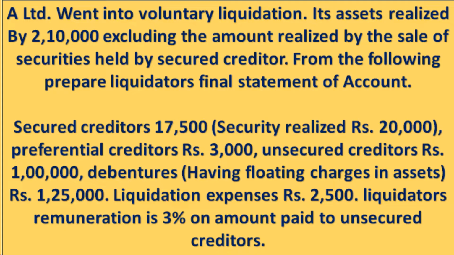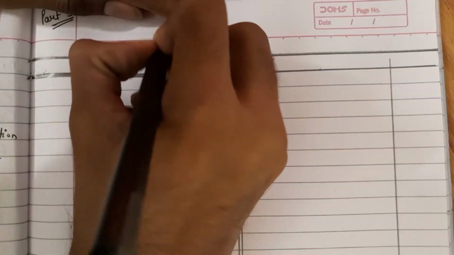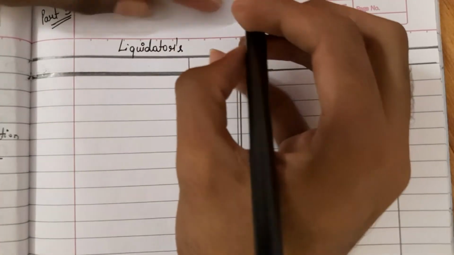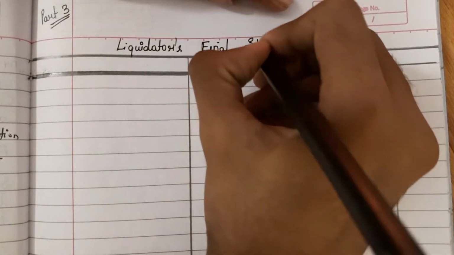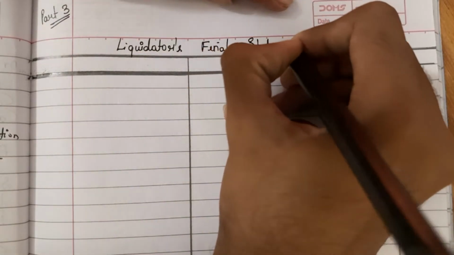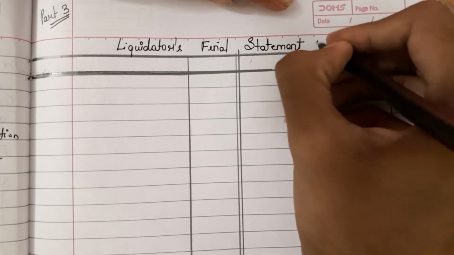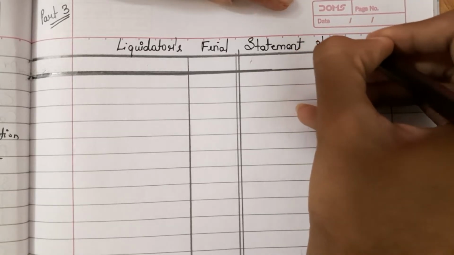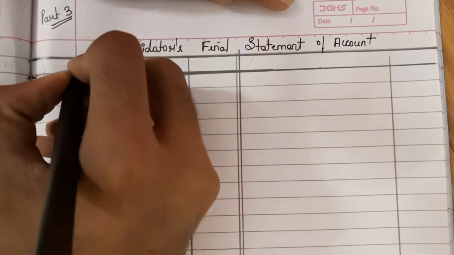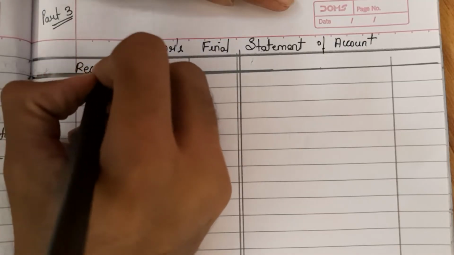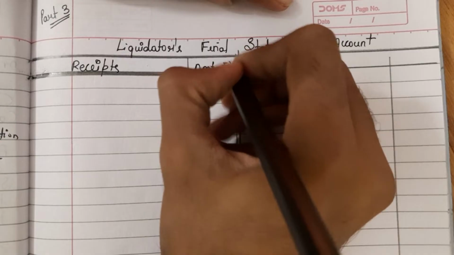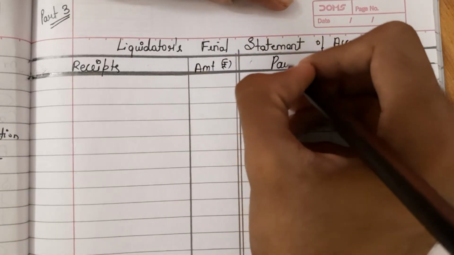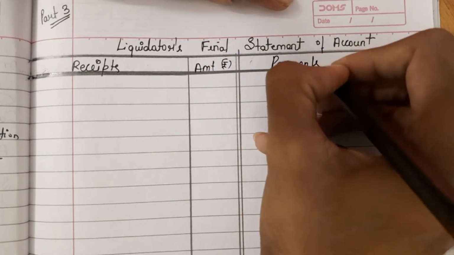Now, this is the format. On top, we need to mention liquidator's final statement of account. The debit side will always be receipts, whatever the company should receive, in the amount column, and the credit side will always be payments.